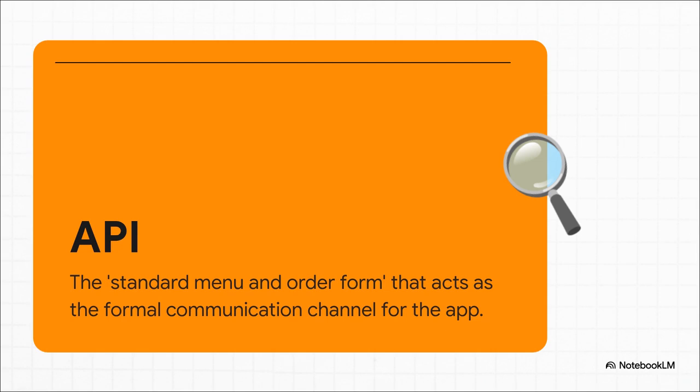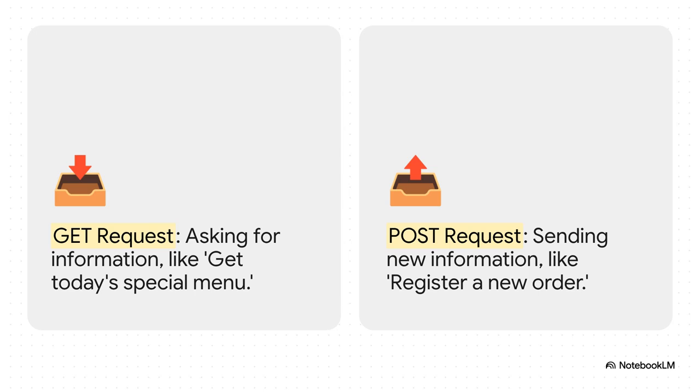The waiter uses a standard menu and a standard order pad to make sure every single request is clear, predictable, and understood. I mean, you don't just stand up and shout your order at the kitchen, right? No, you tell the waiter. And this is exactly how the front end uses that API. It makes these very specific formal requests. A GET request is when it's asking for information. It's like telling the waiter, hey, can you get me today's specials? A POST request is when it's sending new information. That's like the waiter posting a new order up in the kitchen for the chefs to see.